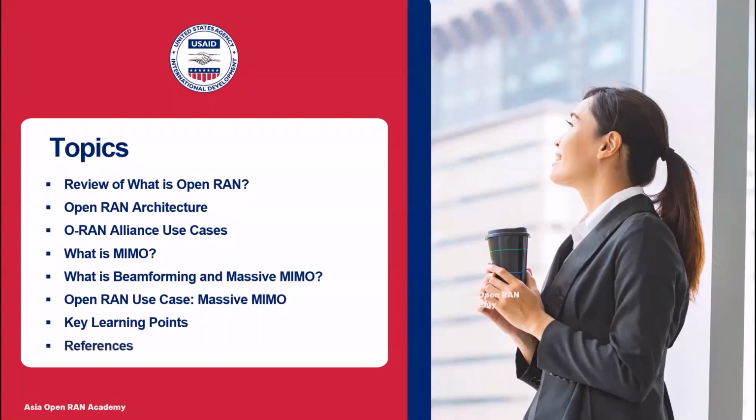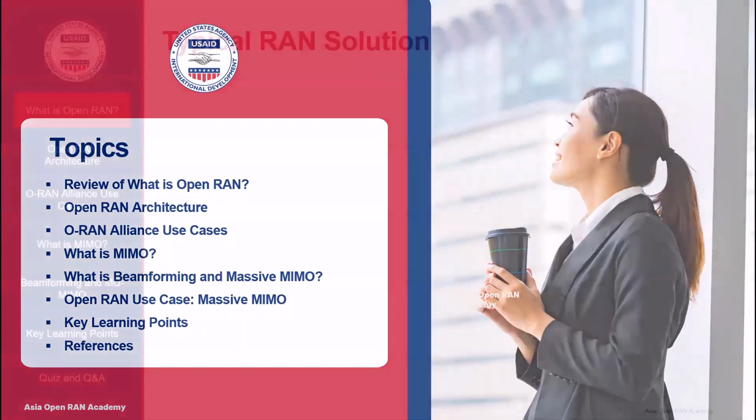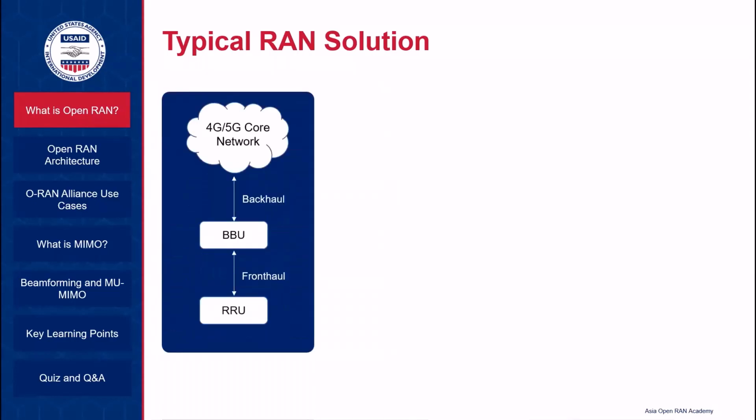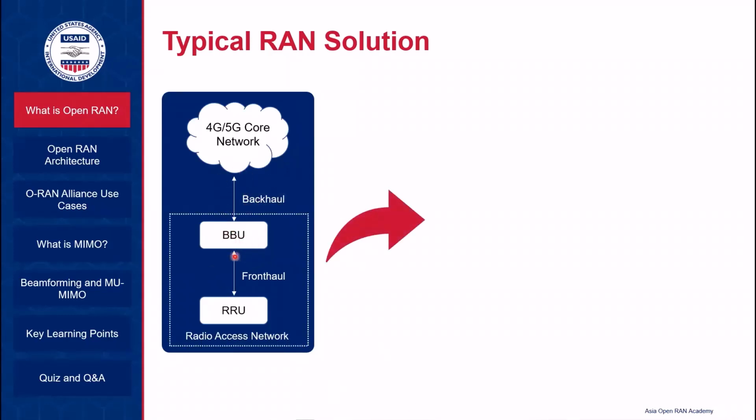Okay? So let's start with the discussion of a typical run solution. This is just a quick overview of the Open Run. In a typical run solution and architecture, we have a core network of 5G or 4G. So we'll start with the 4G and 5G already, no? And then connected tayo sa ating cell site, which is yung ating radio access network via backhaul network. In our radio access network, physically nandun yung ating BBU or yung baseband unit and the RRU or the remote radio unit.